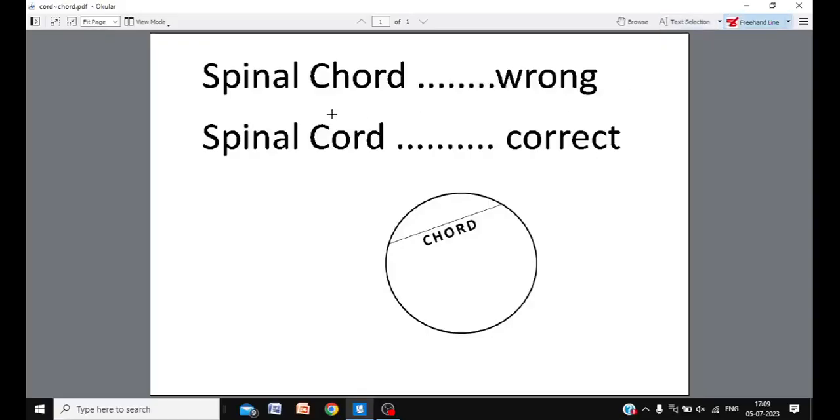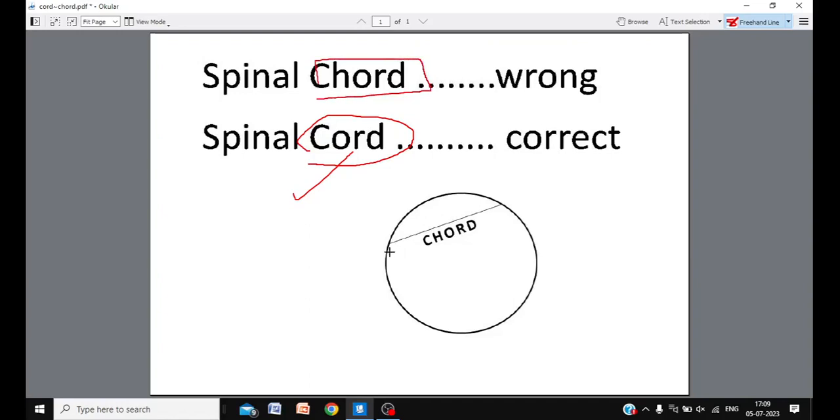Note that the spelling of cord in spinal cord is C-O-R-D. This is the correct spelling. This spelling is wrong.